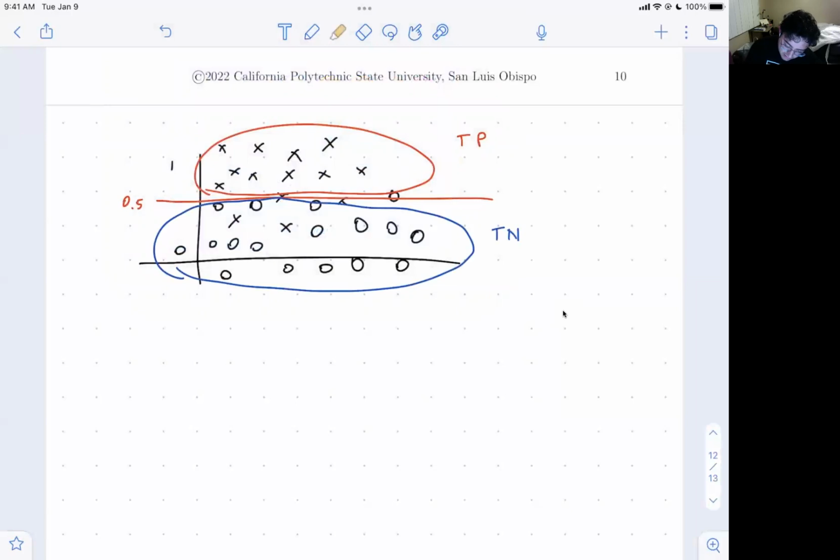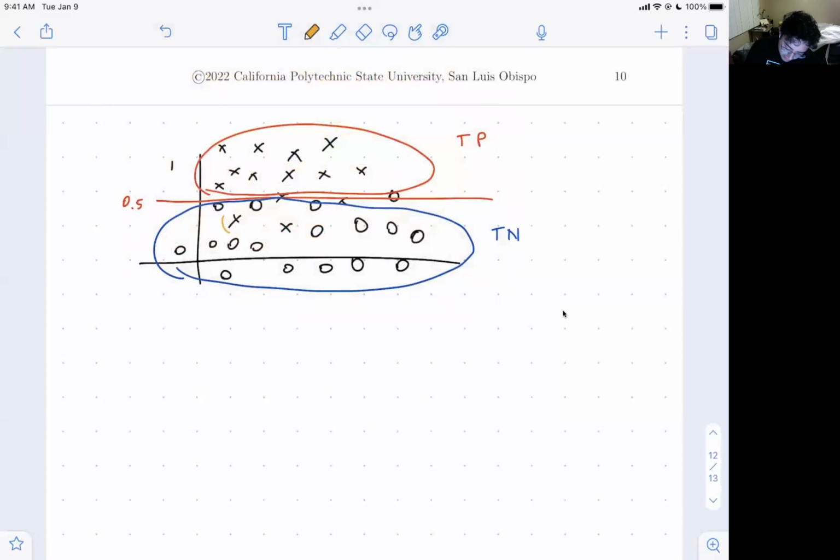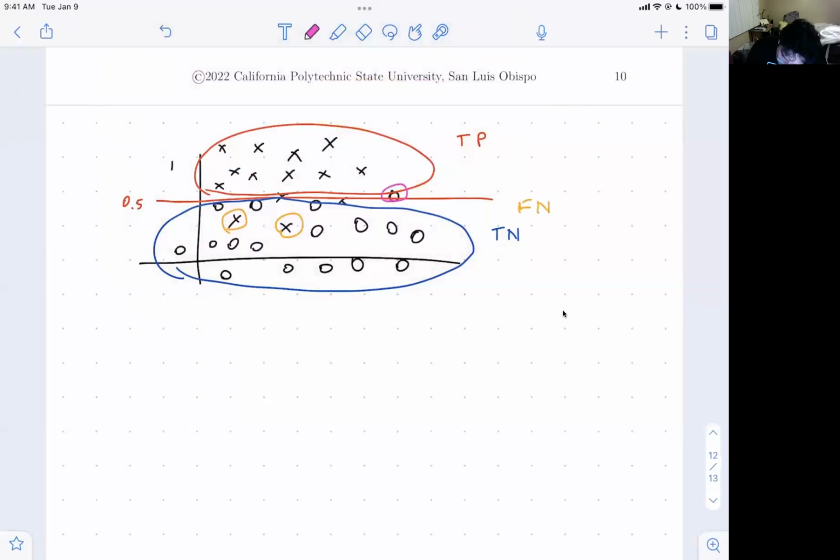So then any X's that are appearing down here, right? So these are going to be false negatives, because they are incorrectly classified as a 0, right? And then right here, really close to the decision boundary, we've got this one false positive. And that's just kind of the basic idea.